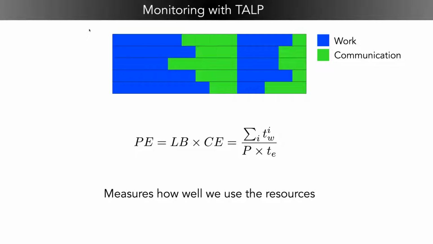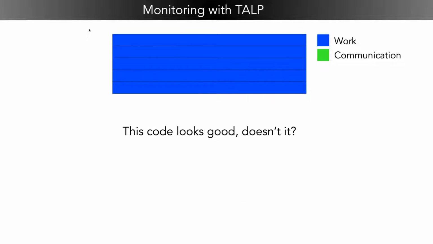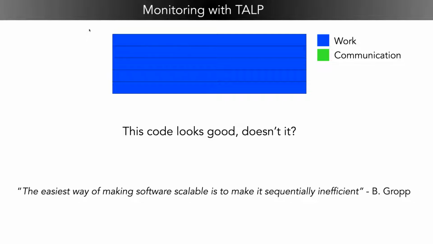So actually what we would like to have is this kind of trace. Here we have a very nice code that doesn't communicate, and we have balanced work. But as we all know, we always communicate, and this is a very smart sentence from Grop: the easiest way of making software scalable is to make it sequentially inefficient.